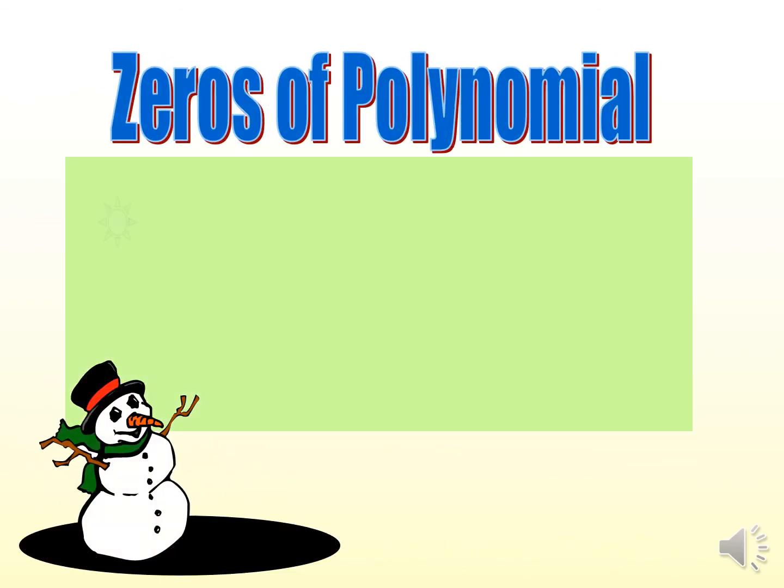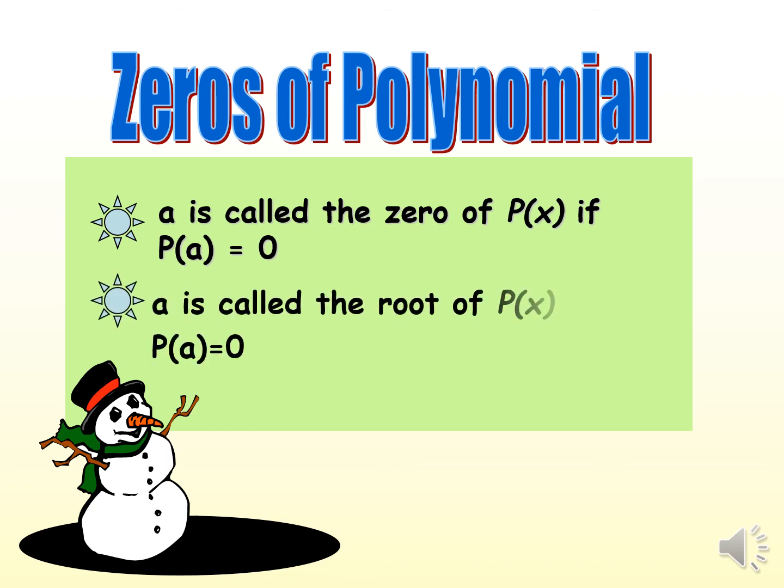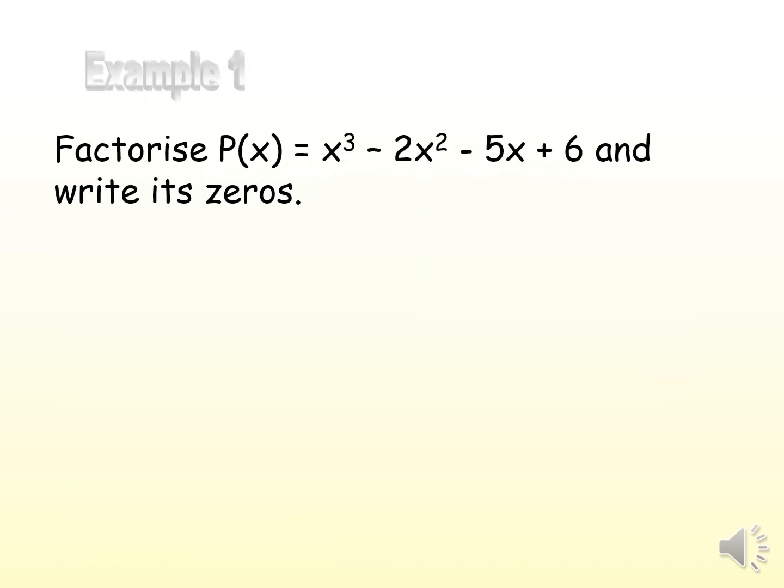Zeros of a polynomial. a is called a zero of P(x) if P(a) is equal to 0. a is called a root of P(x) equals 0 if P(a) equals 0. Example 1. Factorize P(x) equals x^3 minus 2x^2 minus 5x plus 6 and write its zeros.